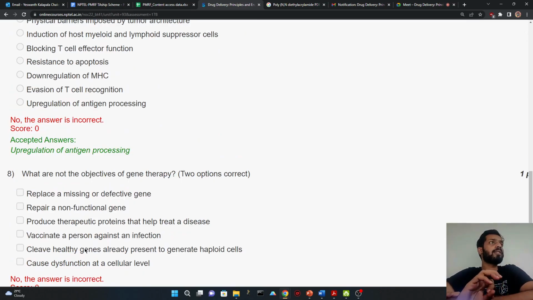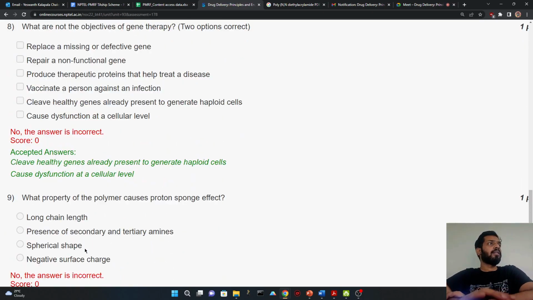Okay, what are not the objectives of gene therapy? Replace a missing or defective gene, repair a non-functional gene, produce therapeutic proteins that help treat a disease. It's option E and D. Yeah, so you don't want to cleave healthy genes that are already present to generate haploid cells, and you also don't want to cause dysfunction at cellular level.